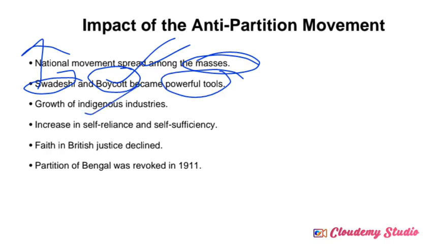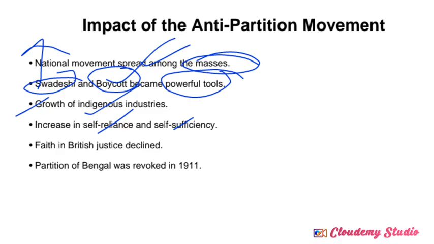Then indigenous industries grew, means regional industries. Earlier the complete industrial and manufacturing system was captured by the Britishers. That's why now they started to promote regional industries and all. So self-reliance and self-sufficiency increased. All these concepts were also about the power of the Indians. These kinds of concepts started to increase at that time.